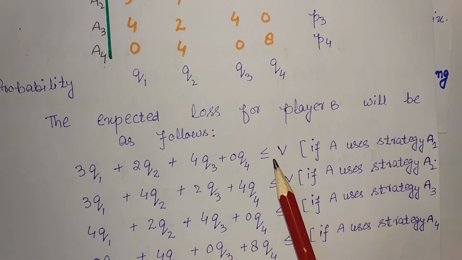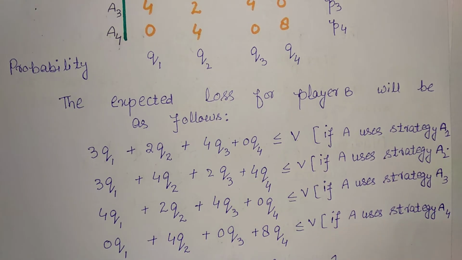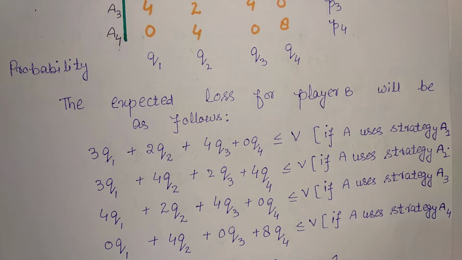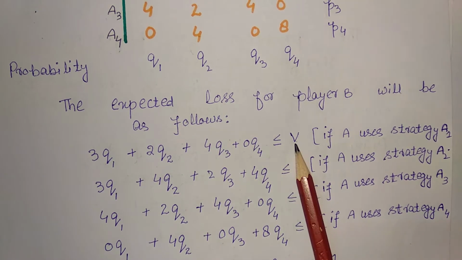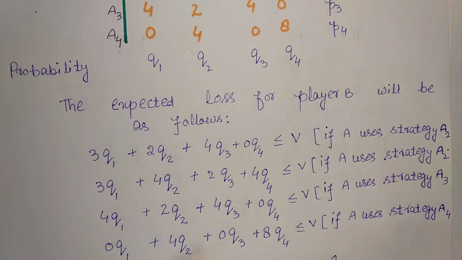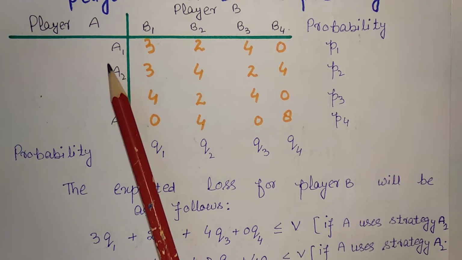Why have we written less than or equal to V? Because the main objective of player B is to minimize his value of the game, or minimize his expected loss. So we have written less than or equal to V, and this comes when player A uses his strategy A1.